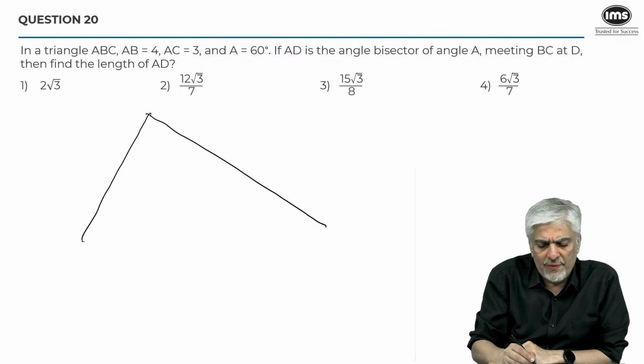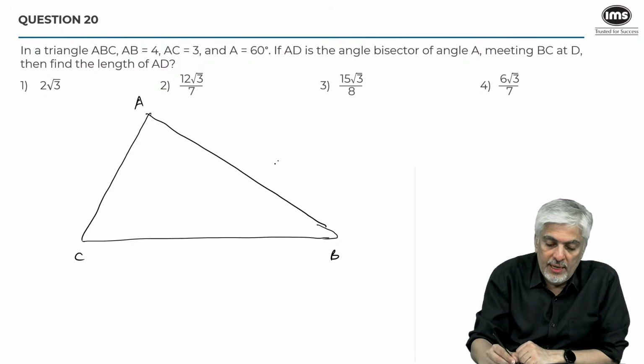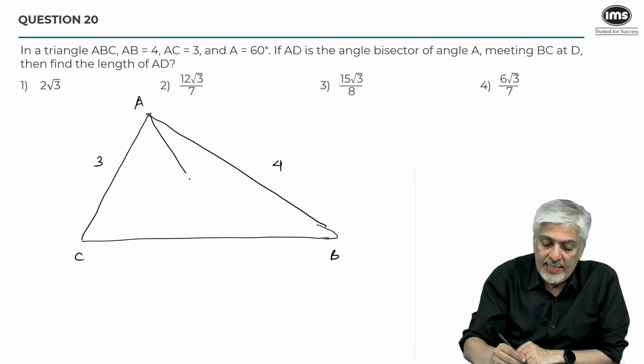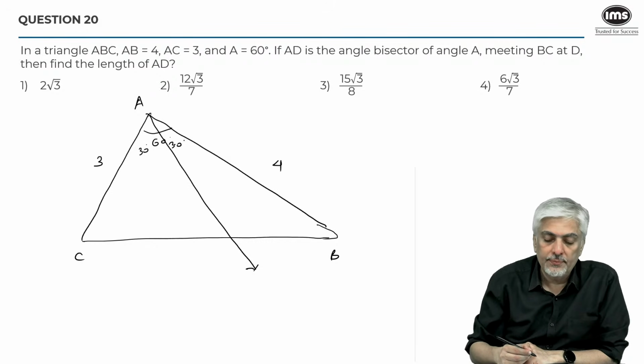Not necessary. You could have assumed the other side also as the base 10. Doesn't matter. AB is 4, AC is 3. AD is the angle bisector. This full angle was given as 60 degrees. Angle bisector, so both angles are 30, 30. What is the length of AD?